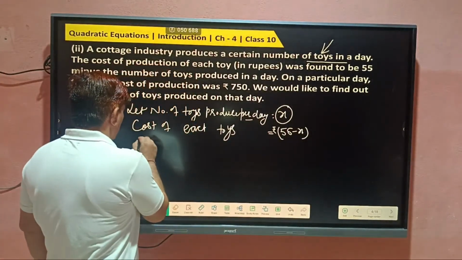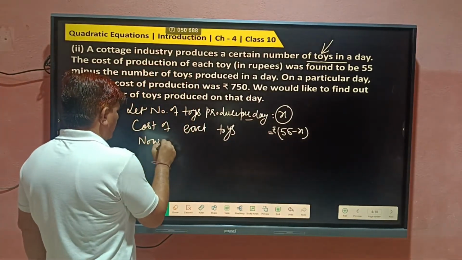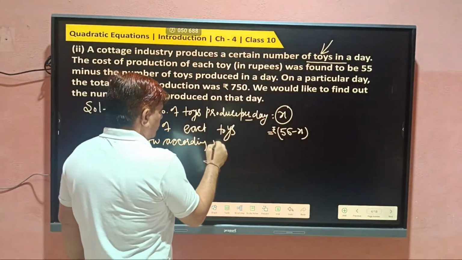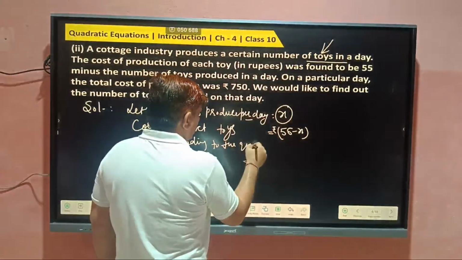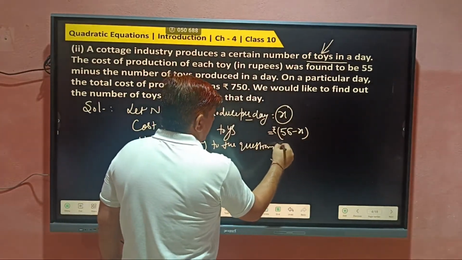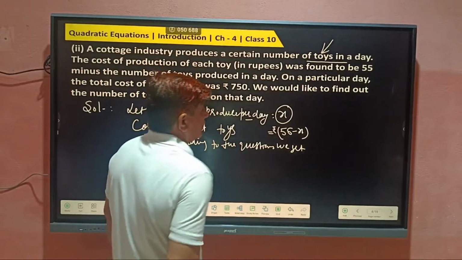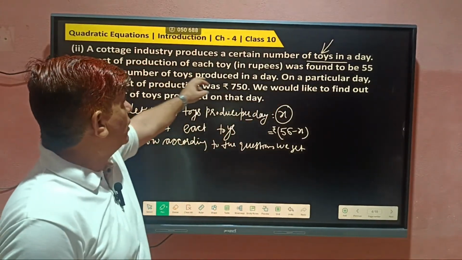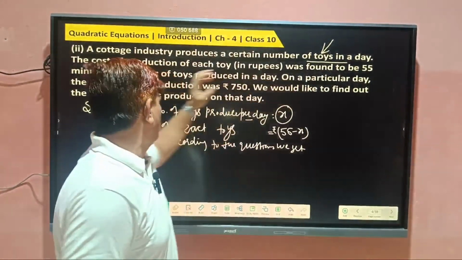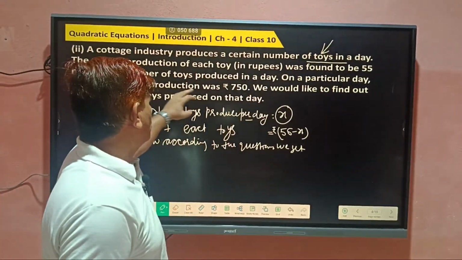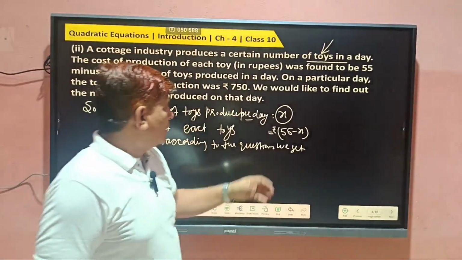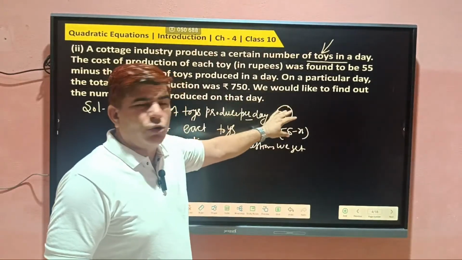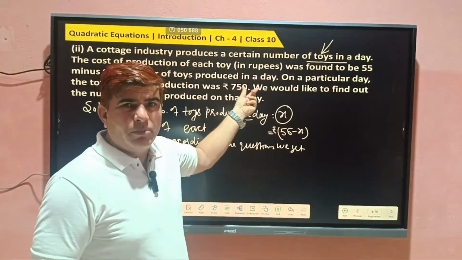Here you have to write now. According to the question, what is the question saying? The cost of each toy was found to be 55 minus the number of toys produced in a day, and the total cost of production on that particular day was this. This is also the multiplication of these, the total production. This is the total cost of production, and this also, it means both are equal.